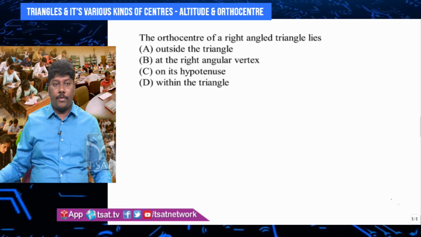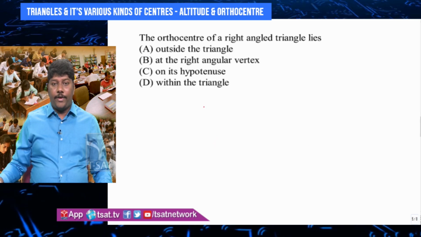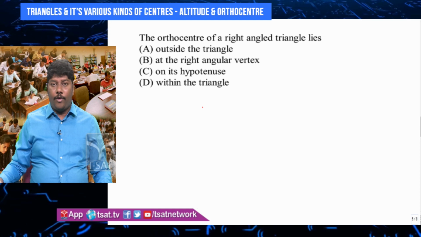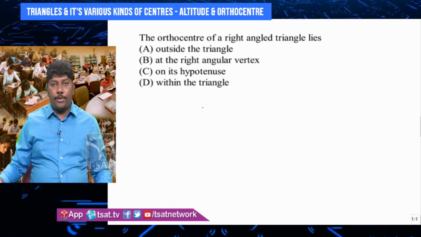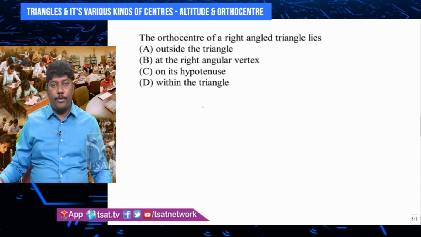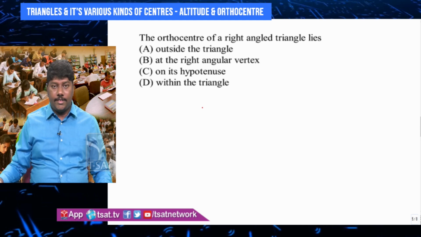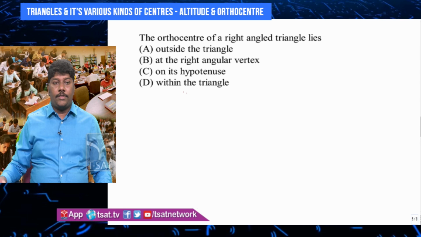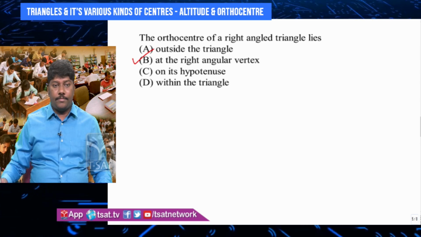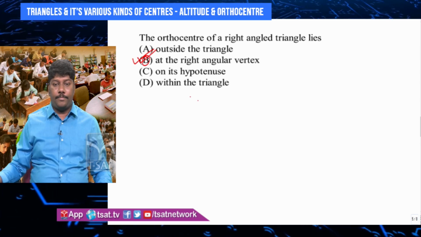The orthocenter of a right angle triangle lies... We have already seen the orthocenter. For an acute angle triangle, it stays inside. For an obtuse angle triangle, it stays outside. For a right angle triangle, it stays exactly at the right vertex. So, at the right vertex, answer is B here.